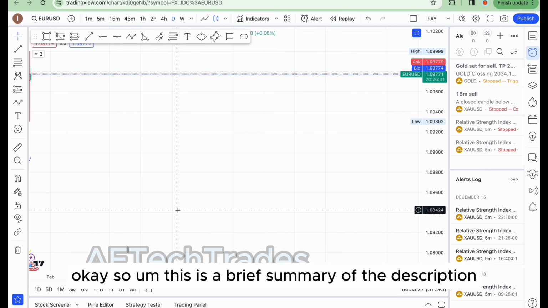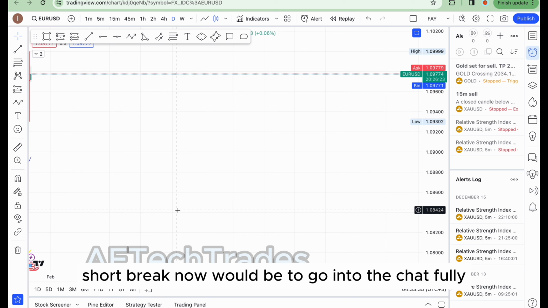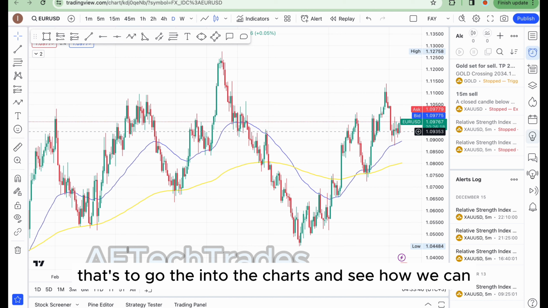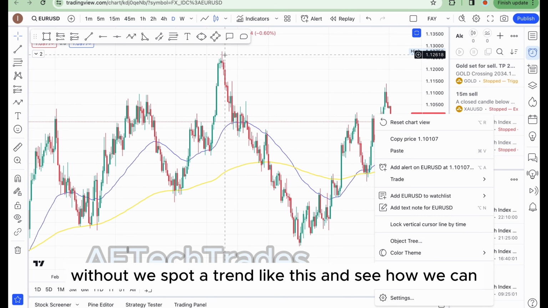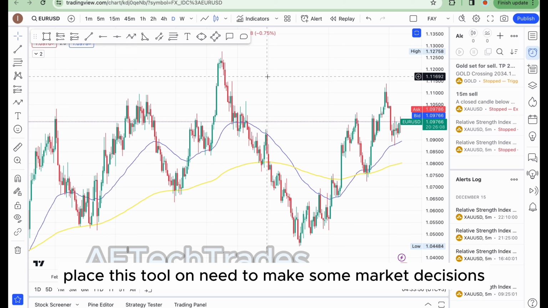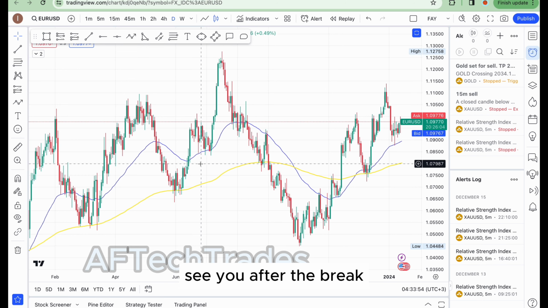Okay, so this is a brief summary of the description, and what we'll do next after the short break would be to go into the chart fully. That's to go into the charts and see whether we can spot a trend like this, and see how we can place this tool on it to make some market decisions. See you after the break.